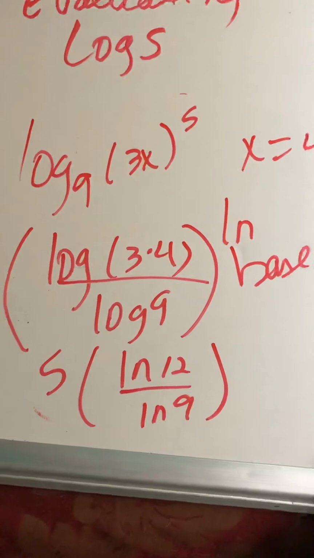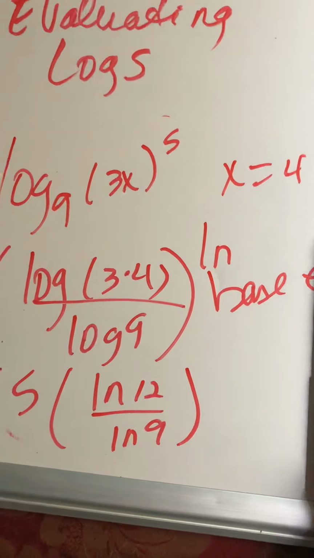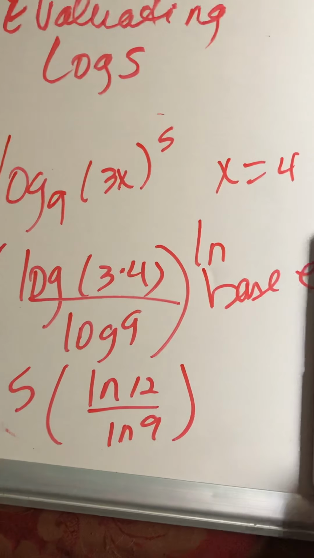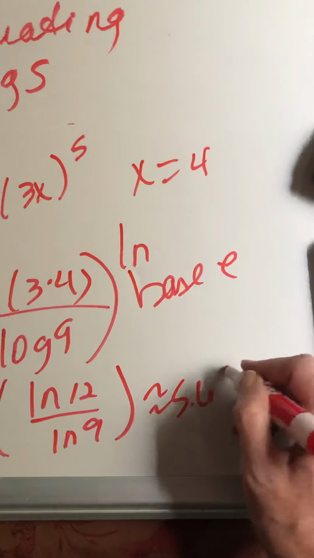And so we type that in. 5, parentheses, natural log of 12, close parentheses, divided by natural log of 9. And we get about 5.65.